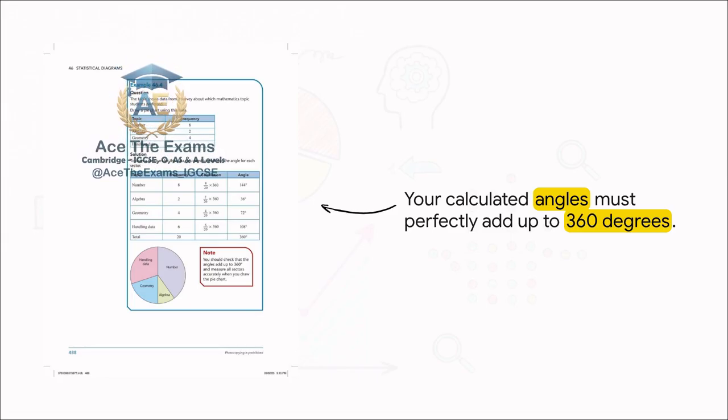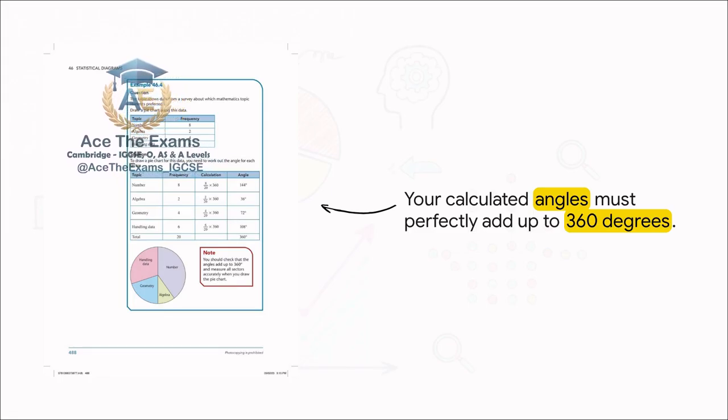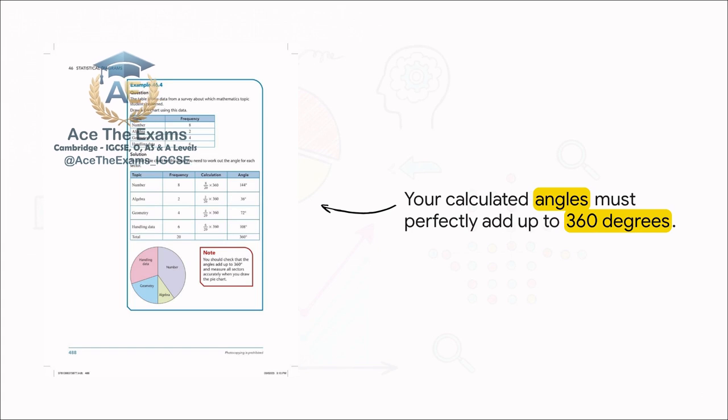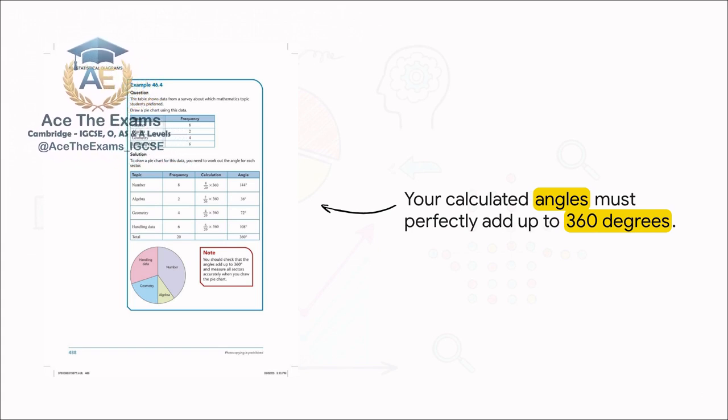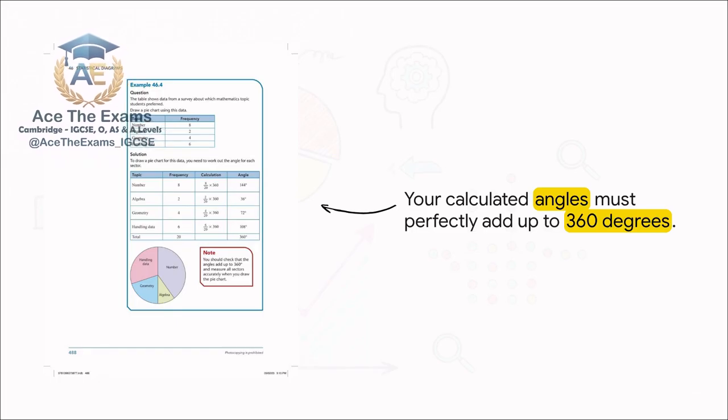And here's your built-in exam safety check. Before you even think about picking up a protractor, all your calculated angles must perfectly add up to 360 degrees. If they don't, stop. You've made a miscalculation somewhere, so go back and fix it.